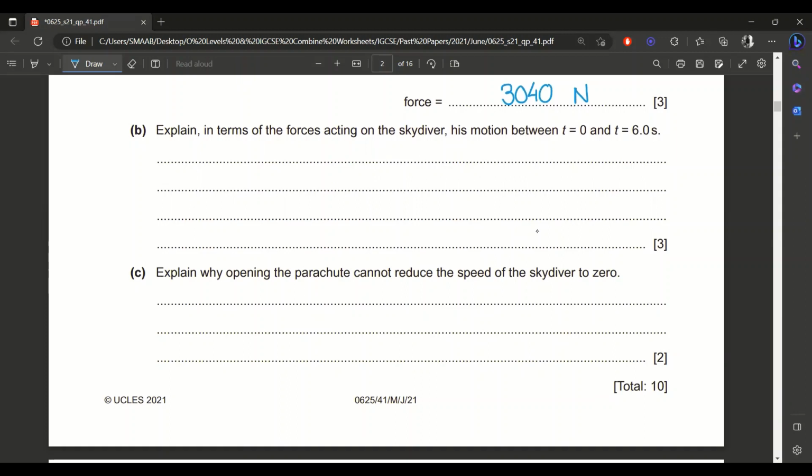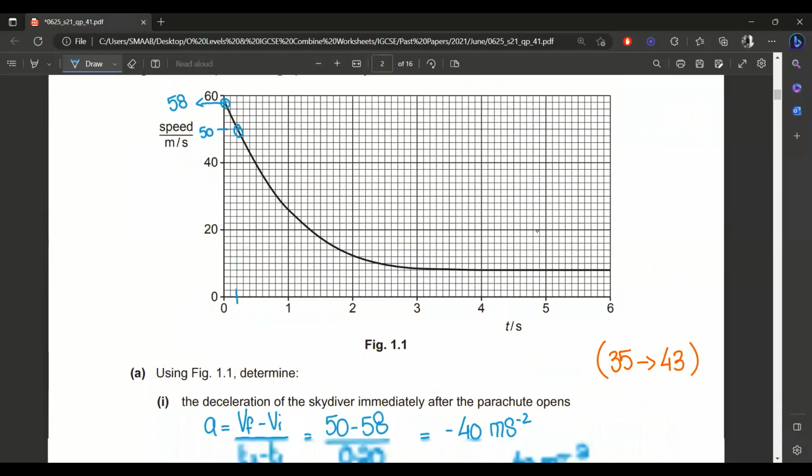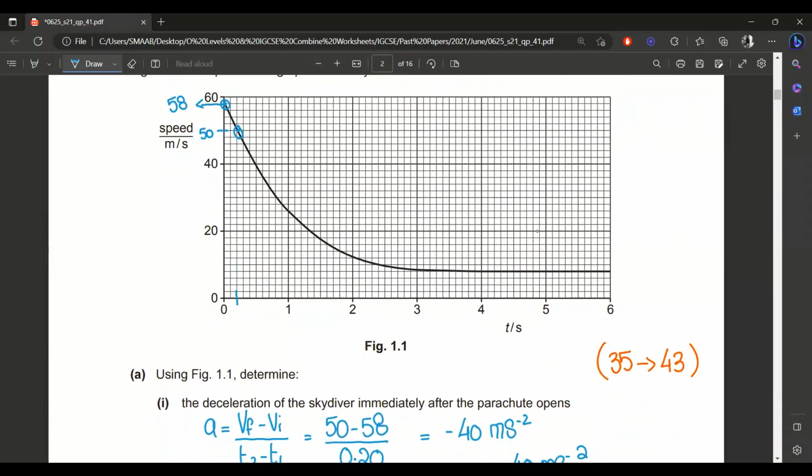Explain, in terms of the force acting on the skydiver, his motion between t equals 0 and t equals 6 seconds. So we need to find the forces acting on the skydiver when its motion is between 0 and 6 seconds. 0 is the starting point and 6 seconds is the last point. We need to explain all the forces acting on the body.